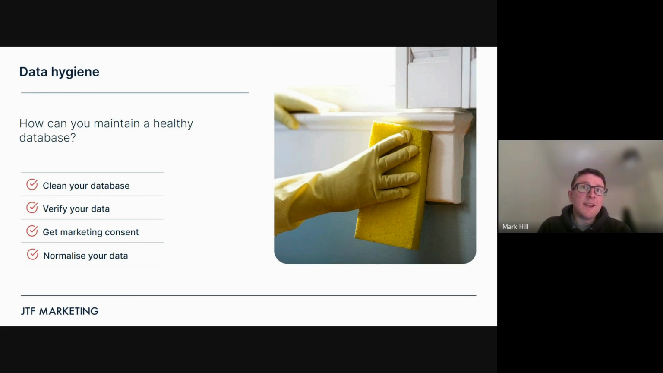So you can get email verification tools such as Zero Bounce or Never Bounce. These work by checking emails for the syntax. They check the domain, the sender. They look for role-based emails. So if you've got like info@jtfmarketing.co or like service, then it's going to flag those.